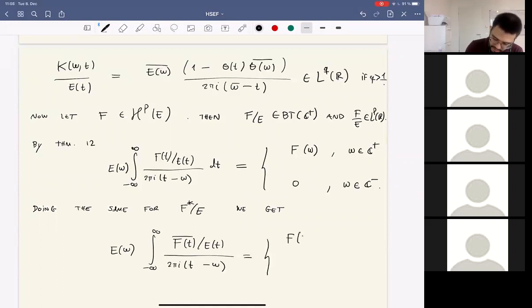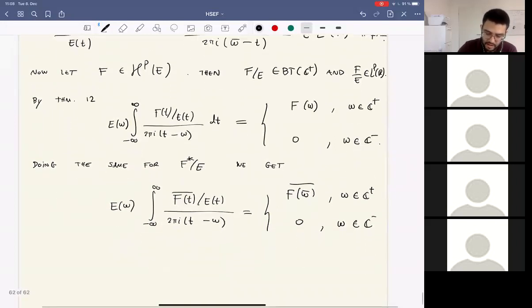And that would be F bar bar, which is F star. And this is in the upper half plane and zero otherwise. Okay, I did a very similar thing in another theorem. So now what I want to do is just replace in the second formula W by W bar and then conjugate everything. So then I will remove this guy and then I conjugate everything.